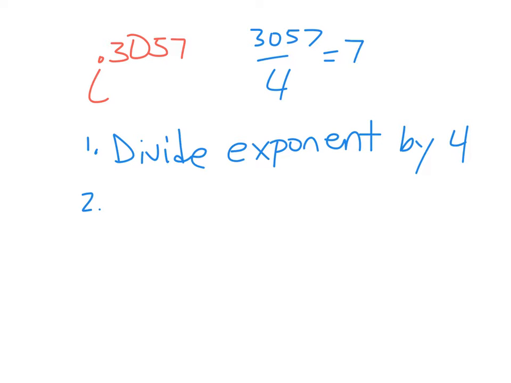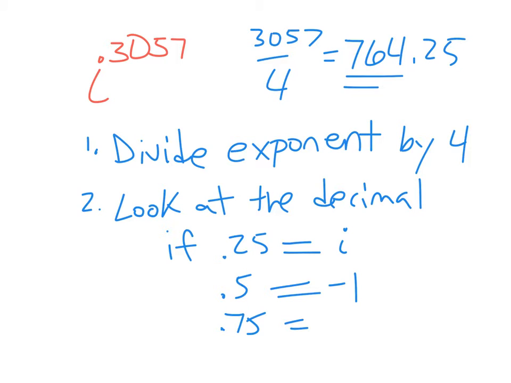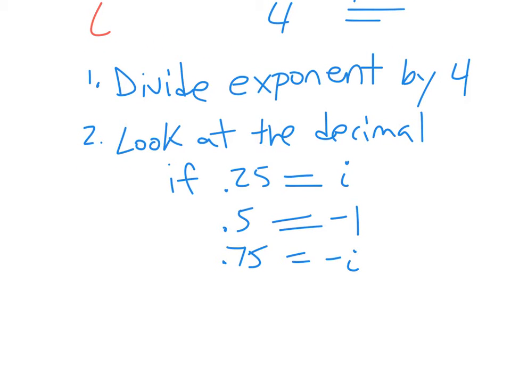Say what it was. 764.25. Okay, so really this part is irrelevant, right? Who cares how many times it goes through? It's just a matter of what's left over. So you're looking at the decimal, I guess, would be the easiest. If 0.5, negative 1. And then if it goes in evenly, like 0.0, I guess, then it'd be 1.